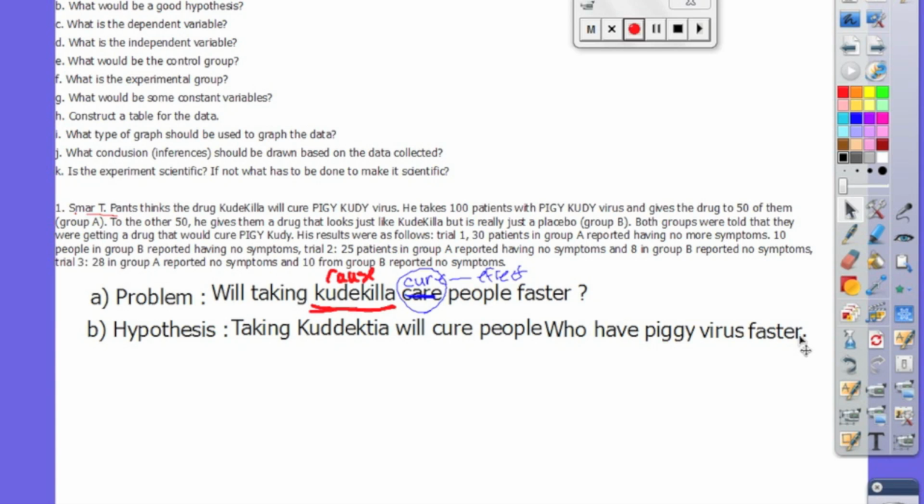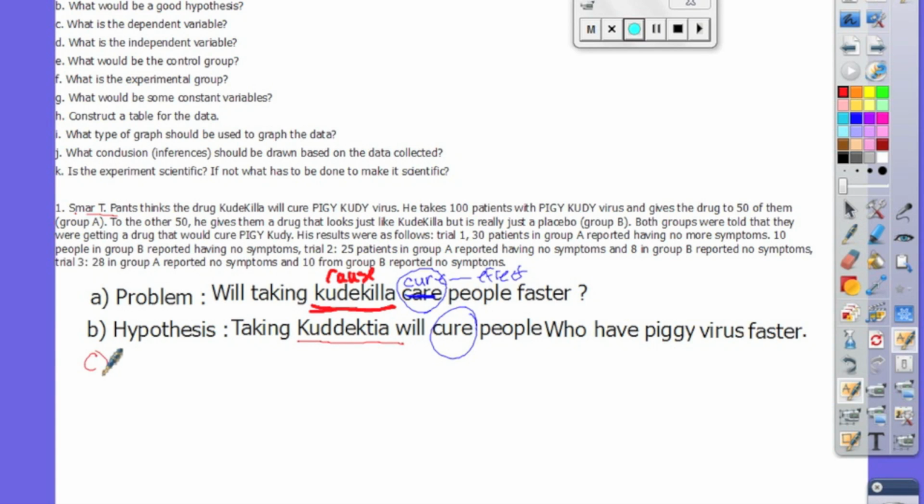So again, it's in the form of a question. And again, what is our cause? That medication. What do we think that medication is going to do? Let's see here. So I'm going to use the right ink here. This is our cause. What is our effect? It's going to cure people. So it's always written in cause and effect form.